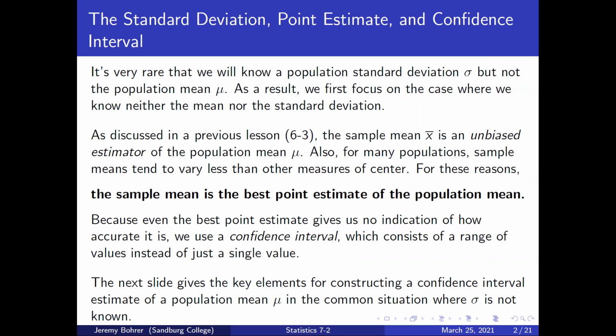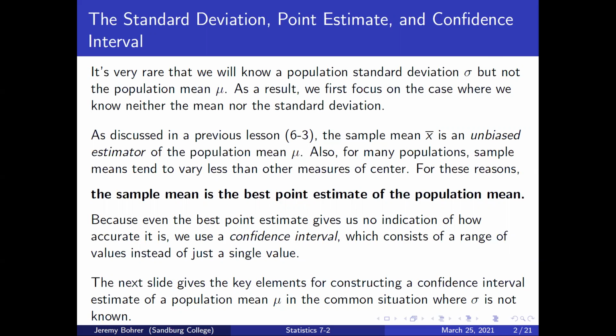As discussed in a previous lesson, the sample mean x bar is an unbiased estimator of the population mean mu. Also, for many populations, sample means tend to vary less than other measures of center. For these reasons, the sample mean is the best point estimate of the population mean.